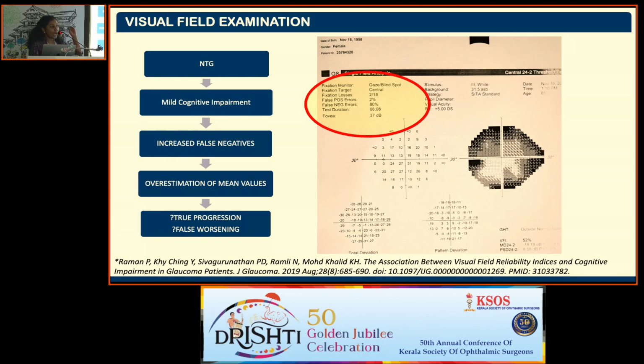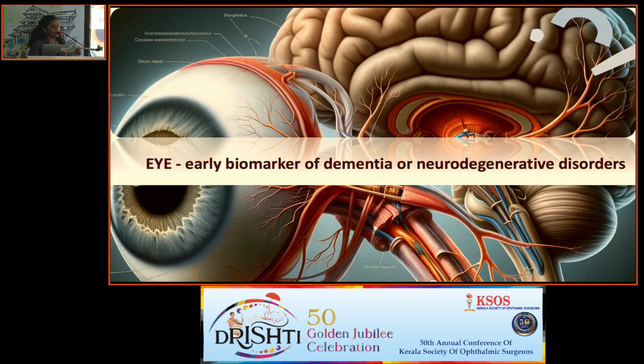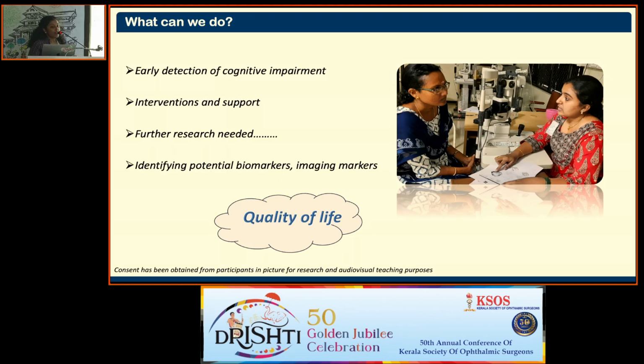We need to have an optic nerve assessment and evaluation mainly, and we have to depend on that. Keeping the vascular theory of NTG in mind, we can also assess the vessel density using newer modalities like OCT angiography. So are we looking at the eye being an early biomarker of dementia or neurodegenerative disorder? Our study highlights the importance of cognitive impairment in the screening of NTG.